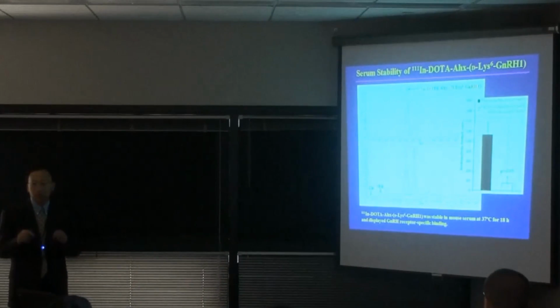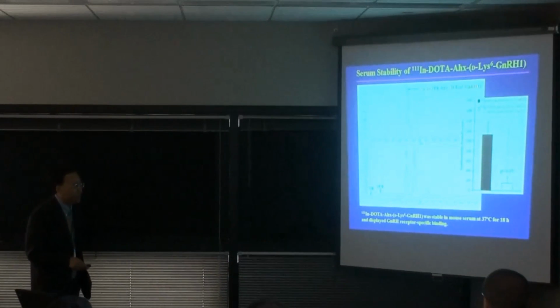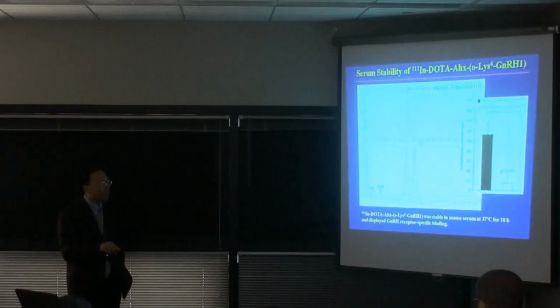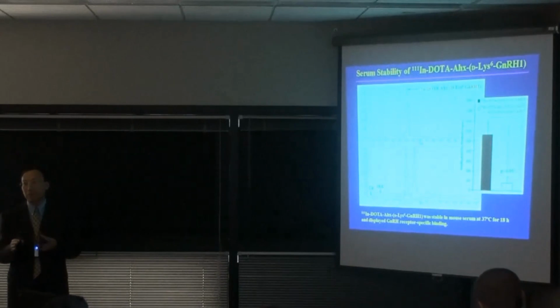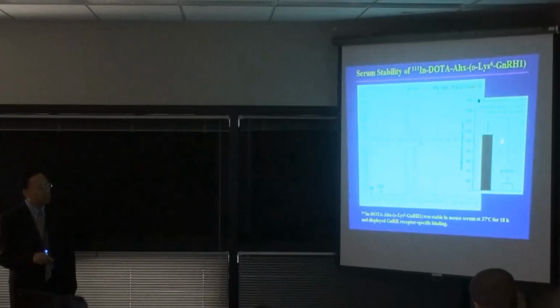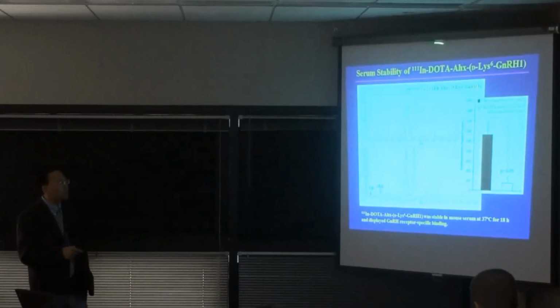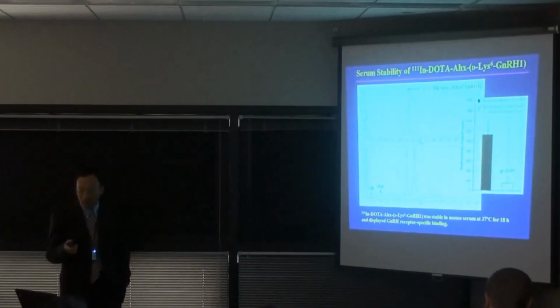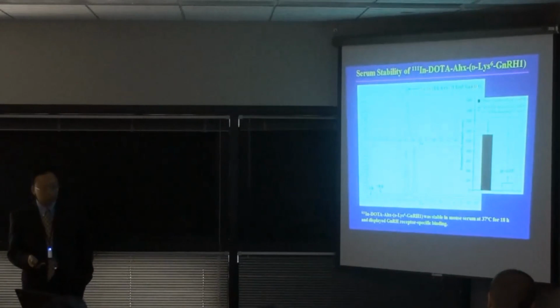We also want to show the specificity of this tracer for binding to the GnRH receptor. As you can see, with a peptide blockade, the binding to the GnRH receptor can be blocked by 85%. If you put a cold peptide to block the receptor sites, the binding drops to about 15% of the original, demonstrating that this tracer, even after you label it with indium-111, still displays GnRH receptor specific binding.